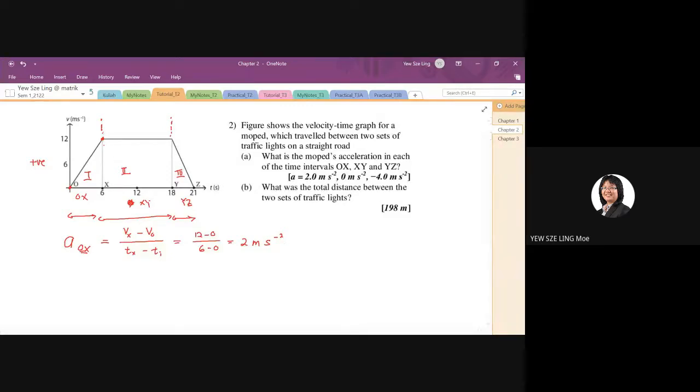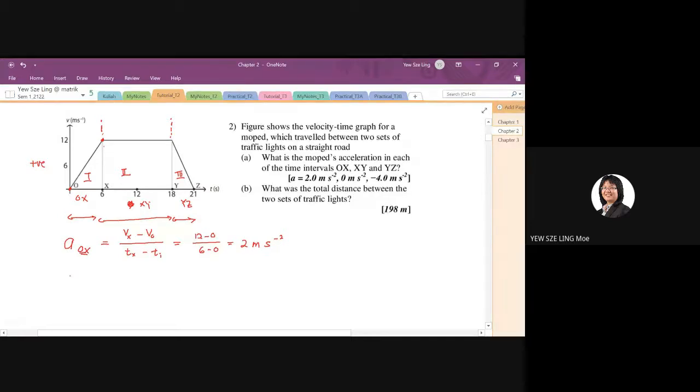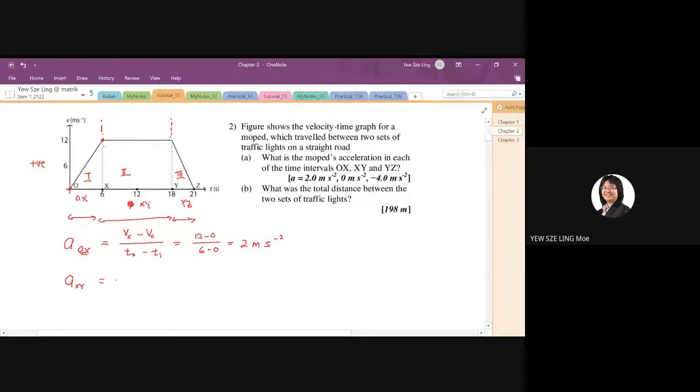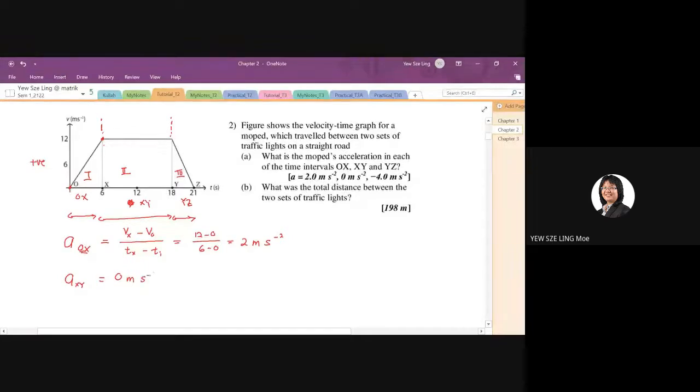For the second part of the graph, it is a straight line. A straight line means that there is no acceleration. So if there is no acceleration, you don't even have to calculate it. If you want to calculate it, also nothing wrong. Basically it's just 12 minus 12 divided by 18 minus 6. Eventually you are going to get 0. Otherwise, you can just write 0 m/s². So make sure to include the unit, because without a unit, it's considered wrong.